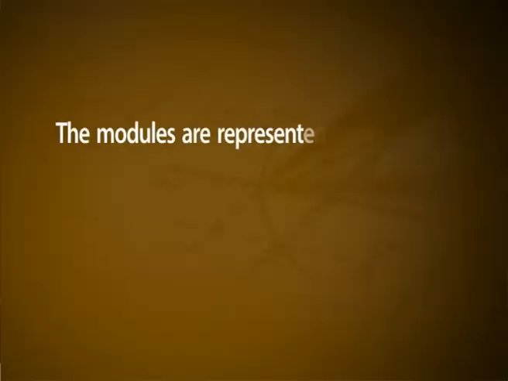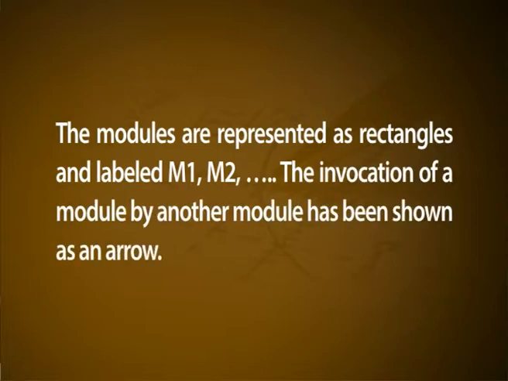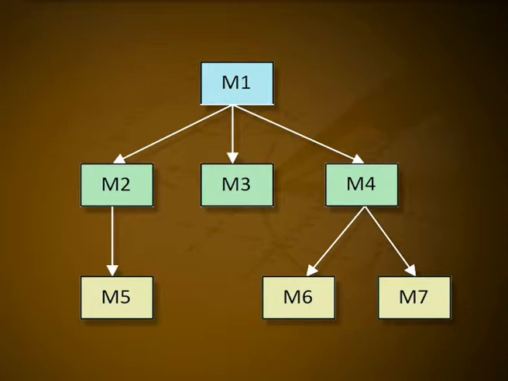Modularity is an important characteristic of a good design solution. By examining the structure of a module, it is possible to assess the modularity of that design. In the following figures, two distinct design solutions to a problem are given. The modules are represented as rectangles and labeled M1, M2, etc. The invocation of a module by another module has been shown as an arrow. The diagrams which are used to represent modules in this fashion are known as structure charts.